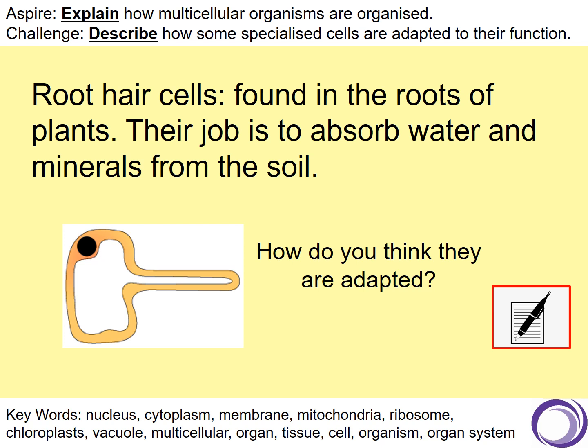The next specialised cell I'd like to talk about is a root hair cell. Root hair cells are found in the roots of all plants, and their job is to absorb water and minerals from the soil. What I would like you to do, again, and I'm going to give you 30 seconds, is write on your sheet of paper how you think that they are adapted to be able to absorb as much water and minerals from the soil. A little hint here is look at the shape. So 30 seconds, off you go.